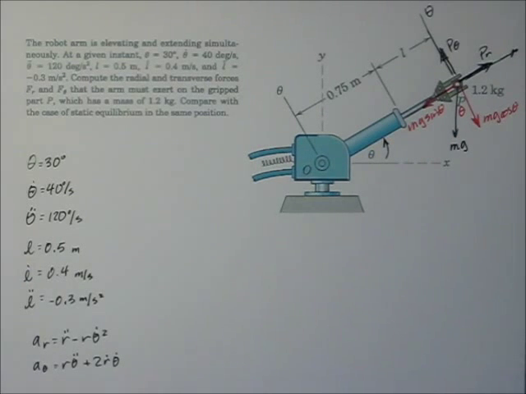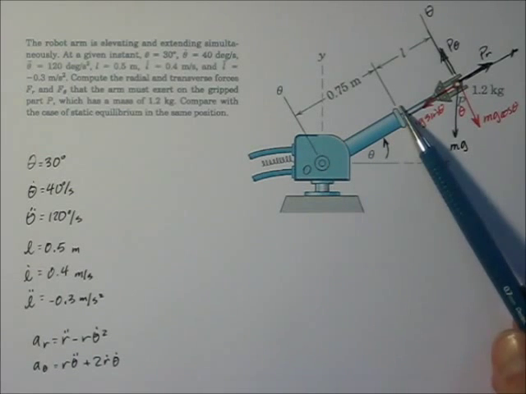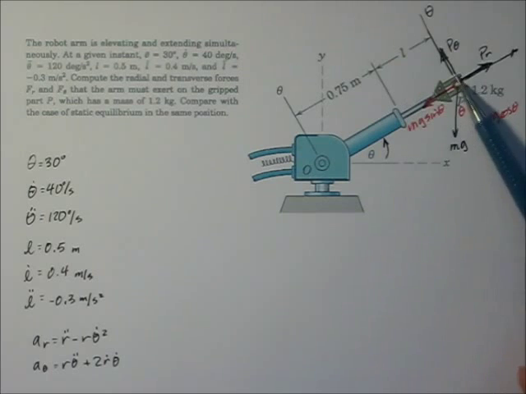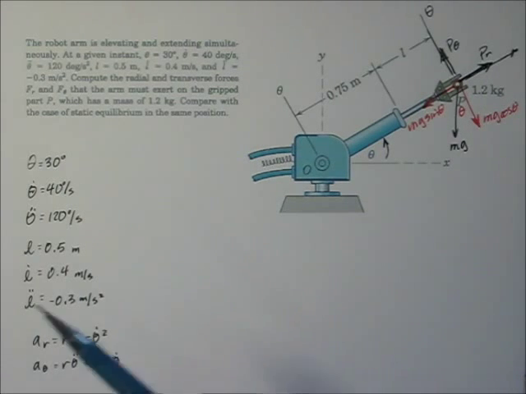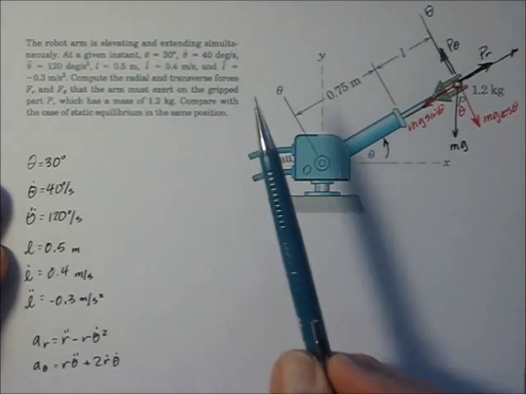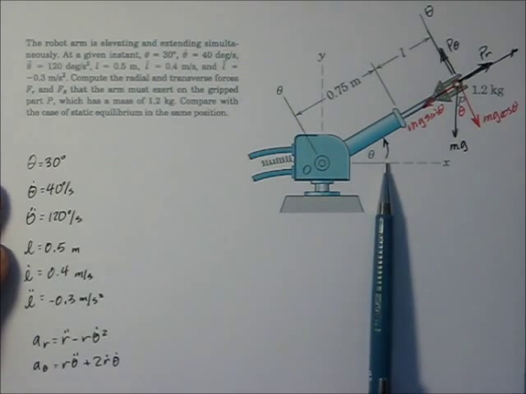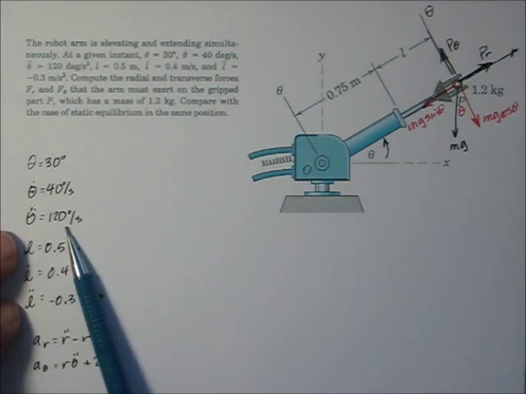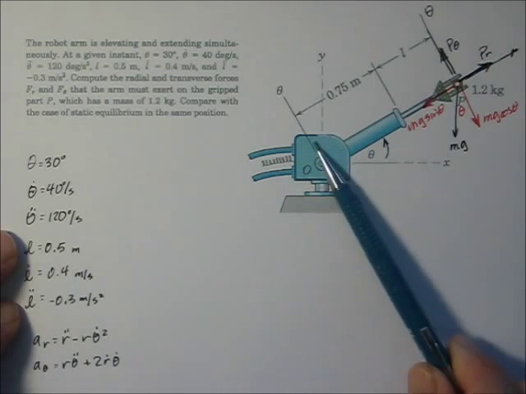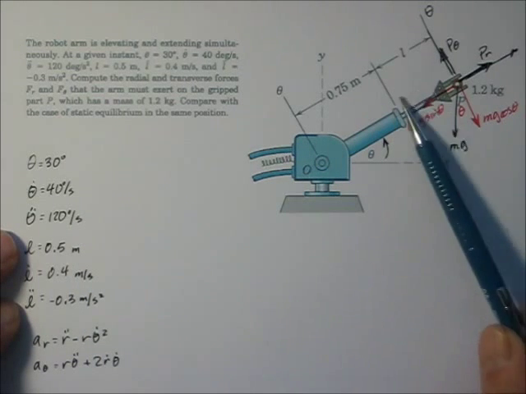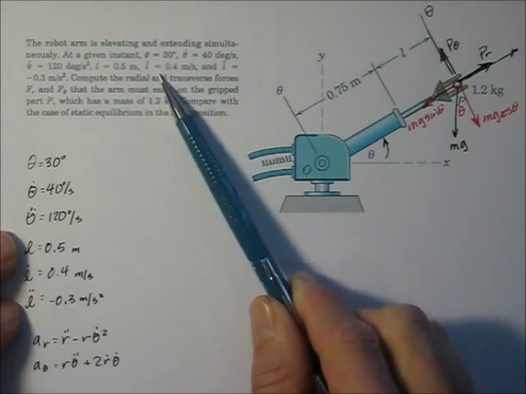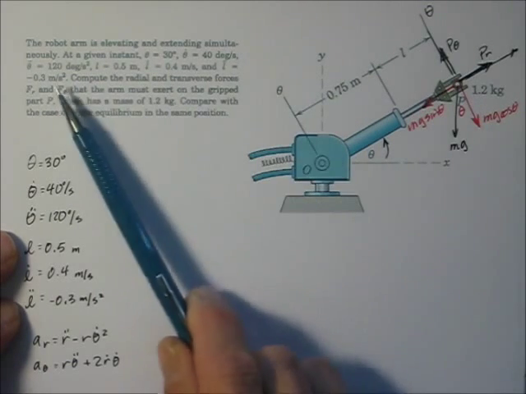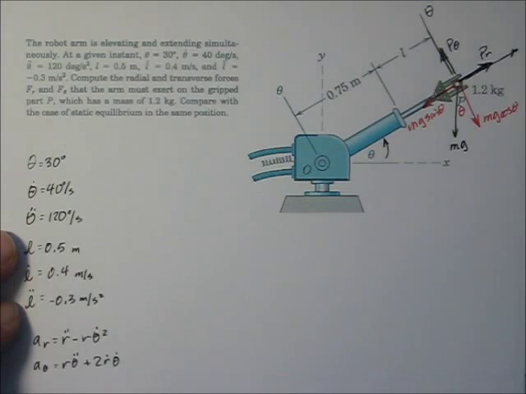Okay, let's look at the description of the problem carefully. We start with a position of 0.75. This is the piece that's changing. It says that at the instant shown, theta is equal to 30 degrees. We have a theta dot equal to 40 degrees per second, and a theta double dot equal to 120 degrees per second squared. At the instant shown, we have this fixed position, and then L is 0.5, L dot is 0.4 meters per second, and L double dot, it's kind of hard to see there, is equal to negative 0.3 meters per second squared.